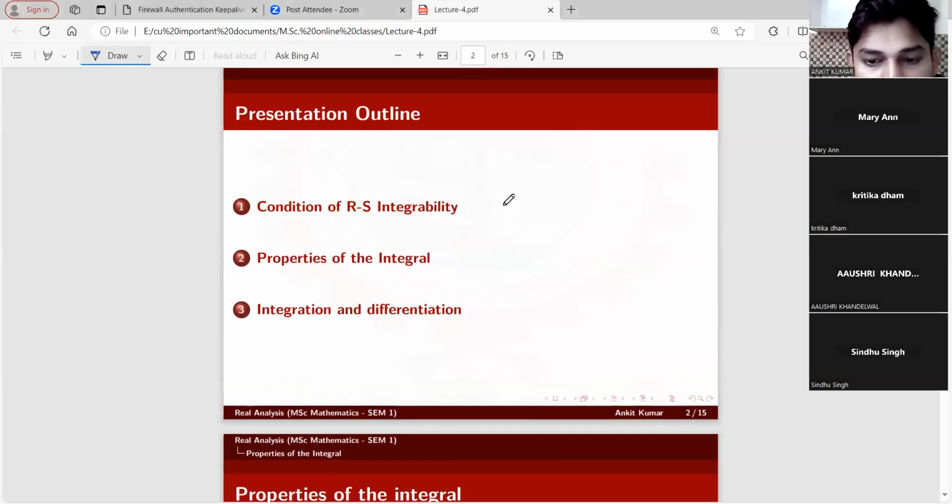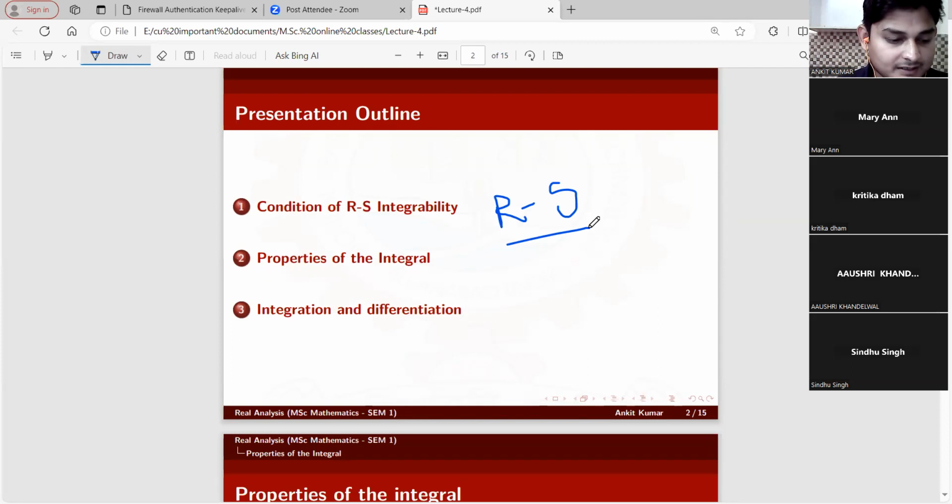In the previous lecture we discussed the Riemann Stieltjes integrals. So what is the Riemann Stieltjes integral? First of all, recall for 5 minutes what we covered in the previous class. In the previous class I discussed what the Riemann Stieltjes integral is, the different theorems based on this, and how we will modify it.